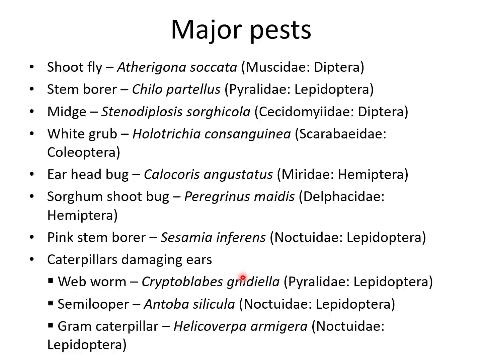And we have caterpillars which feed on the panicles, which feed on the ears. We have webworm Cryptoblabes gnidiella. We have the armyworm Spodoptera, Amyna silicula and the gram pod borer Helicoverpa armigera. Helicoverpa and Amyna belong to family Noctuidae and Cryptoblabes belongs to the family Pyralidae.